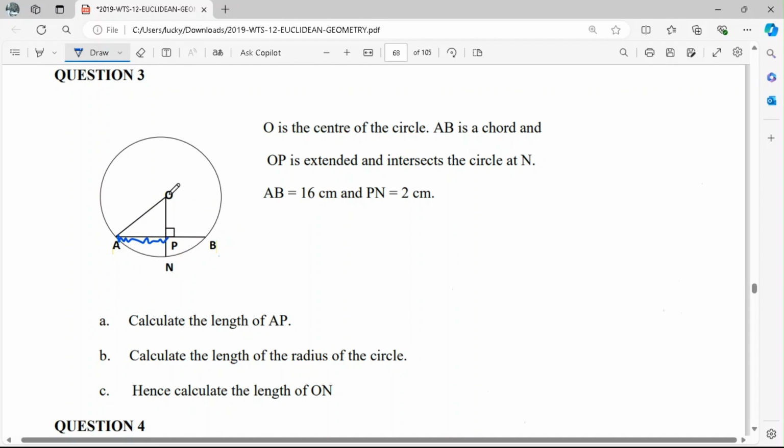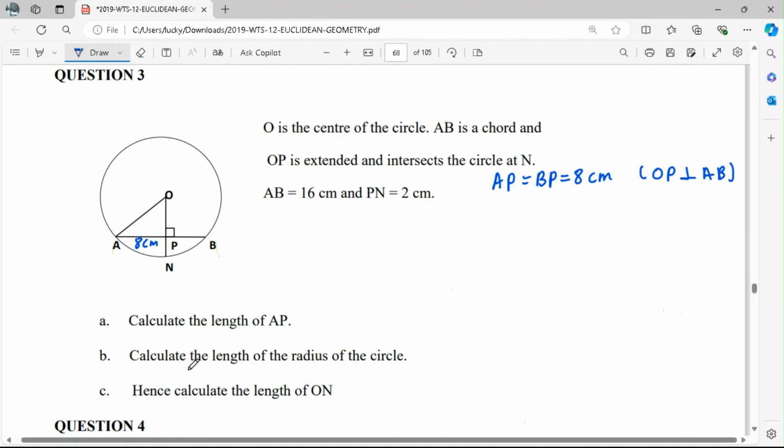So you look at this, OP is a line drawn from the center that is perpendicular to the chord. It must then bisect the chord into two equal halves. So that's the theorem that we're going to use here to solve that. So you can quickly go straight and say AP is BP, which is 8 centimeters. And our reason would be it's because OP is perpendicular to AB. Right, that's our reason there. Okay, so this is 8 centimeters.